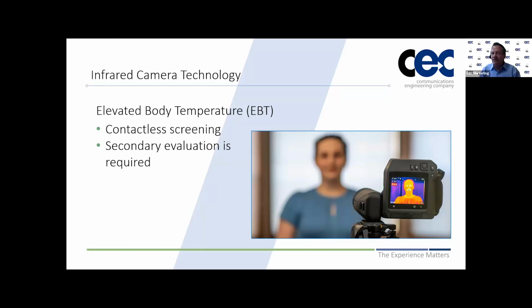However, elevated body temperature is just one of the symptoms of fever, but elevated body temperature could be caused by other factors: the environment, exertion, things such as that. So when you measure this, you can't really be certain that this is fever related. But this is a good first step. It's a good screening technique, okay?